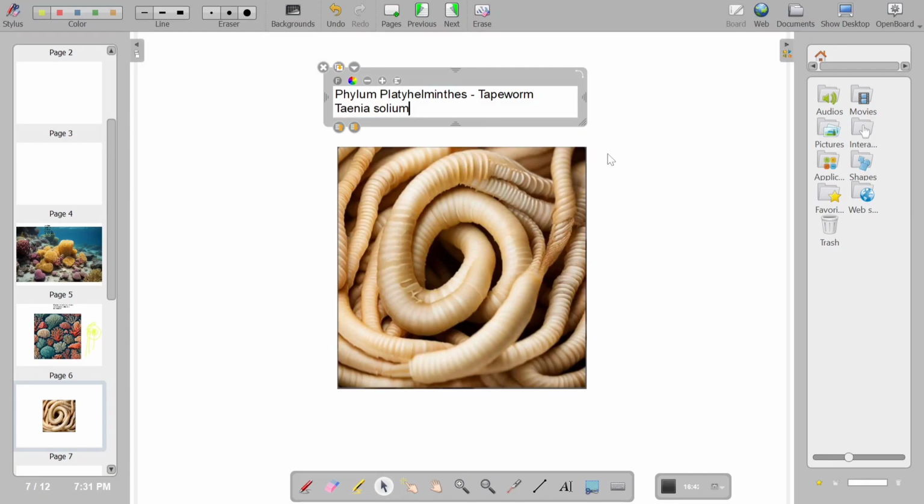So phylum Platyhelminthes, for example, tapeworm. Then planaria. It is the animal which shows a high rate of regeneration. When we cut the animal into two pieces, within a few days or minutes, the whole organism will be regenerated again. Then liver fluke, blood fluke. These are the examples for phylum Platyhelminthes.